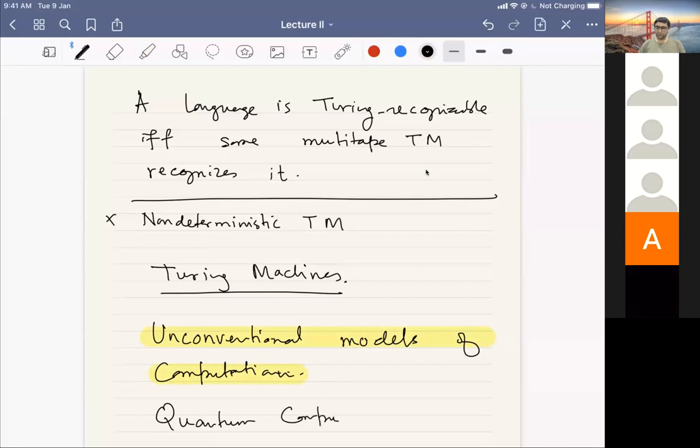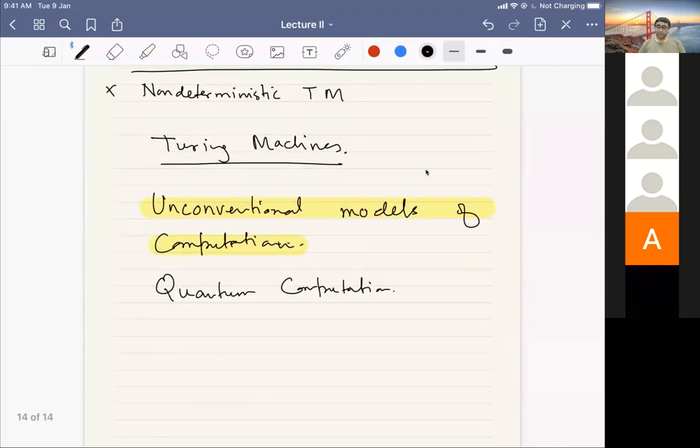But this is controversial. When I say controversial, it is because many mathematicians and many computer scientists don't agree that it is even possible, or is it even a valid question to ask, that something which cannot be done by a Turing machine can be done, right? So this is an invalid question according to many computer scientists and mathematicians. And I also think the same way.